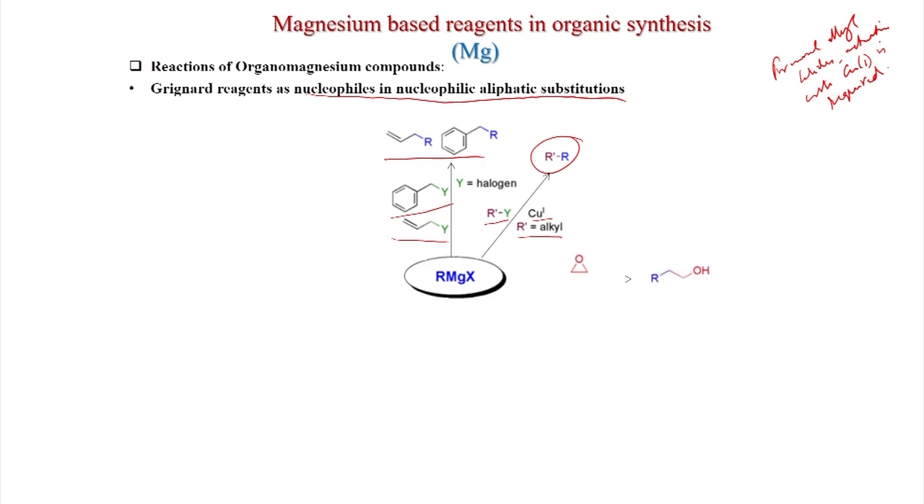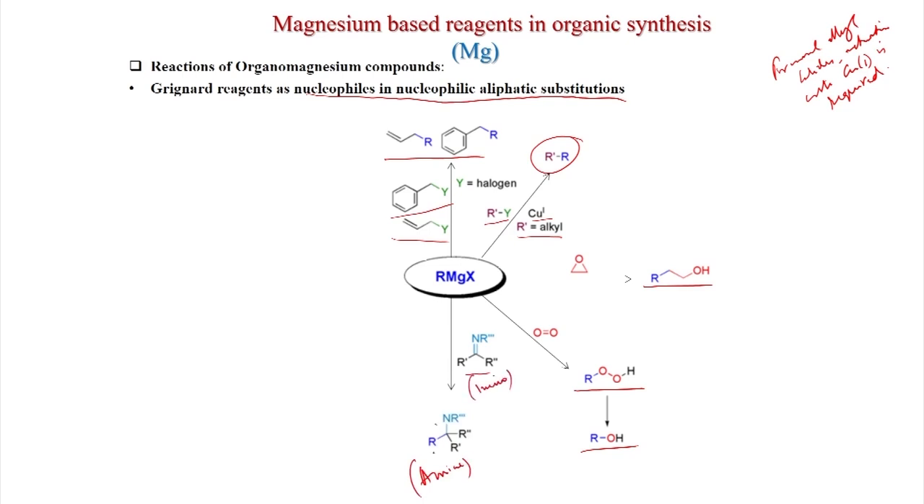Also, epoxide can be reacted with Grignard to generate this primary alcohol. Also, oxygen is another reaction. With oxygen, you can get the hydroperoxide. Later, we will see that you can generate the alcohol also, as the hydroperoxide can be converted to alcohol. Also, it can react with imines to generate amines. So, this is a very useful reaction, imine to amine, with one alkyl or aryl group coming from the Grignard reagent. And with nitriles, you can generate the carbonyl compound.